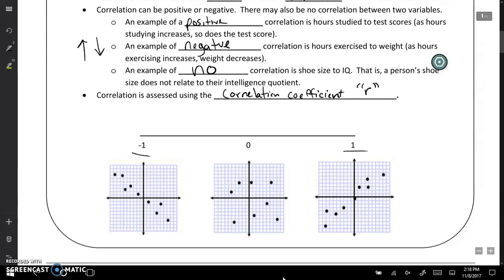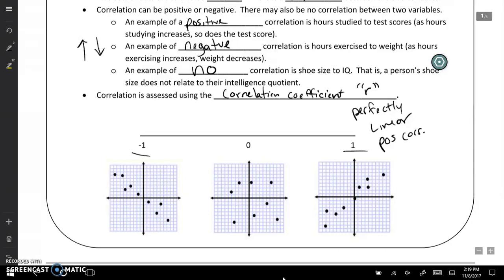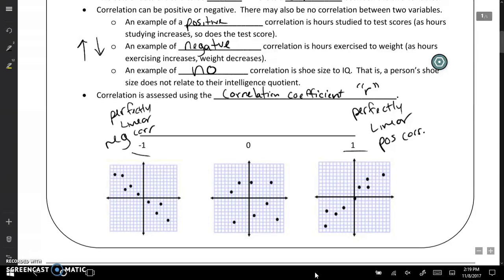If you get an R value of +1, that means it is perfectly linear with a positive correlation. If you get an R value of 1 in real-world situations, it never happens, but a 1 is a perfect linear relationship and it's a positive correlation. -1 is perfectly linear and it's a negative correlation. If you have an R value of 0, it means there is no correlation, no relationship.